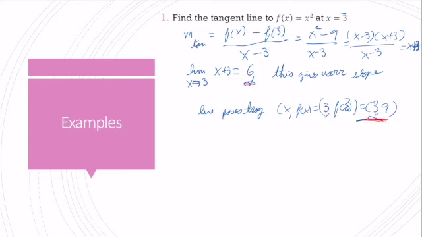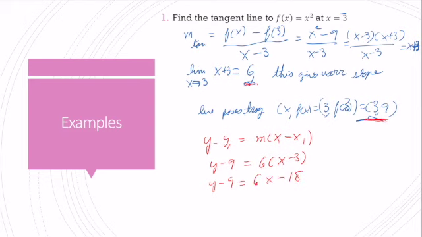Because now we have a point and we have a slope, we can use point slope form to find the equation of our tangent line. So I have y minus y1 equals m times x minus x1. That would be y minus 9 equals 6 times x minus 3. So y minus 9 equals 6x minus 18. If I add 9 to both sides, I have y equals 6x minus 9. So y equals 6x minus 9 is the equation of the tangent line to f of x equals x squared at x equals 3.